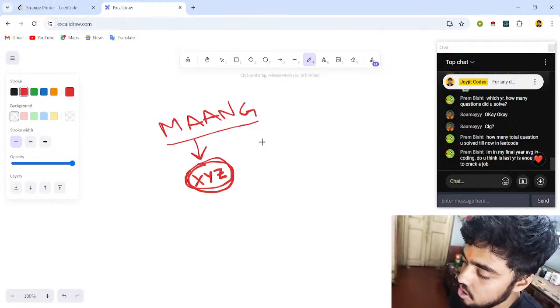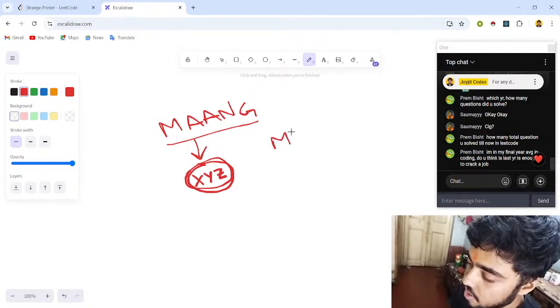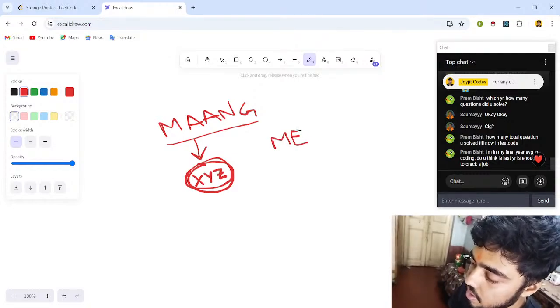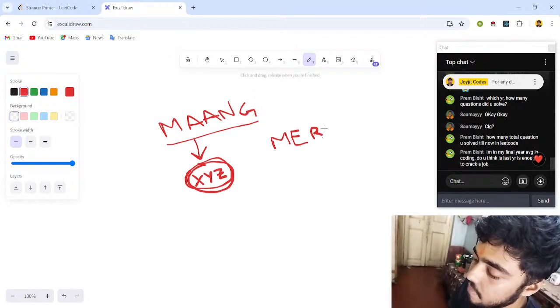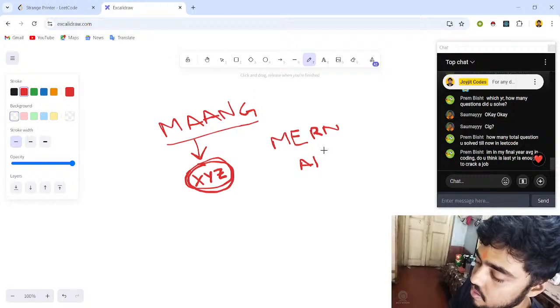So people usually go for the MERN stack. Whenever they are going for development stuff, they usually go for MERN. Some people go for AIML, right? Some people go for AIML.